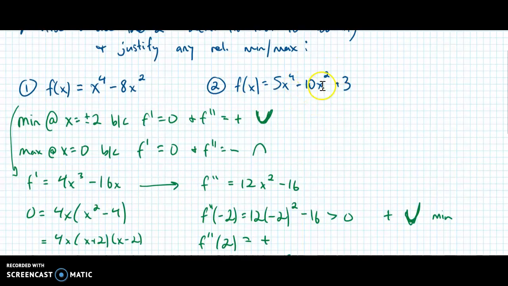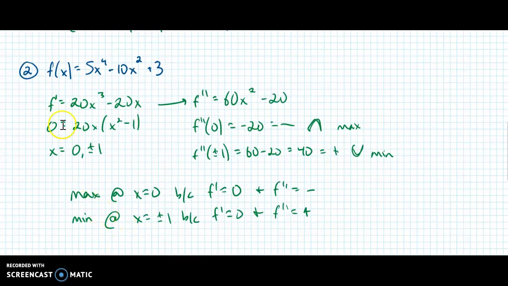I'm not going to walk through the whole thing, but I will show the work. So hit pause, and the answer is going to pop up in just a moment. So this is the work that you should have. The first derivative is this. Set it equal to 0. I get 0 and plus or minus 1.